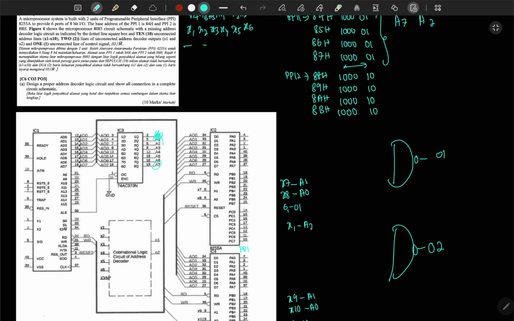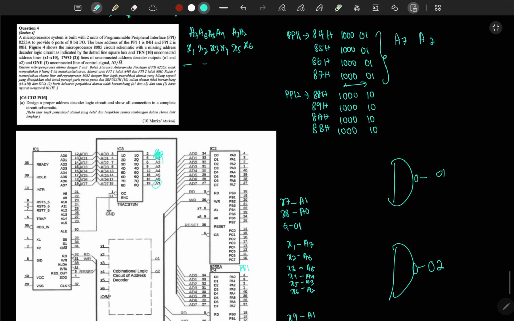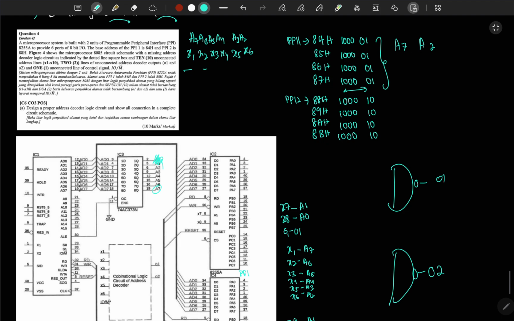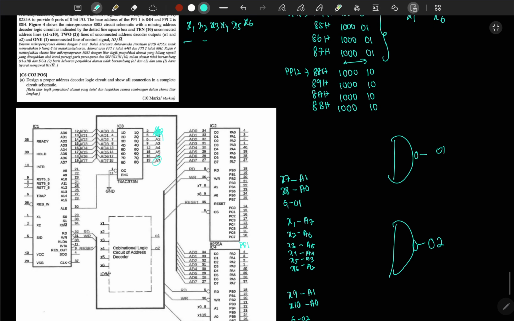X1 is equivalent to A7, X2 is equivalent to A6, and such. A5, A4, A3, and A2. Now notice here that A7, okay, we are gonna talk in X. So we notice that X1 is always high, X6 is always high. Balance are gonna be NOT gate.